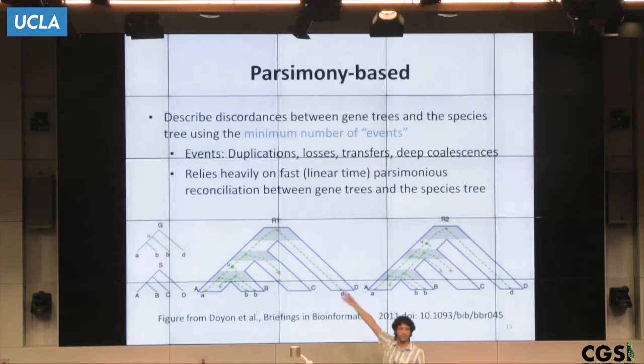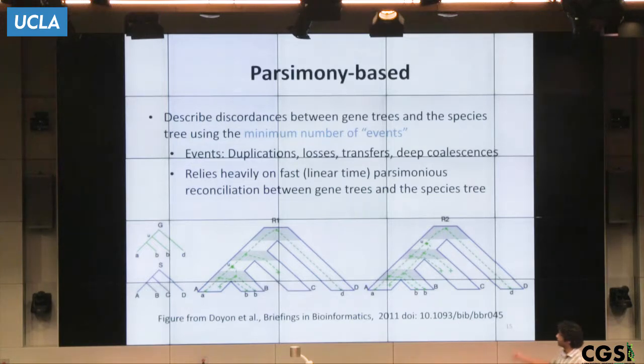Finding these most parsimonious reconciliations is really, really fast. It's linear time. And that's why doing all sorts of downstream analysis based on parsimony is very efficient. That's why people use it. The problem, obviously, is that if the rate of duplication and loss is high enough, the most parsimonious answer is not the best answer. This is polynomial.